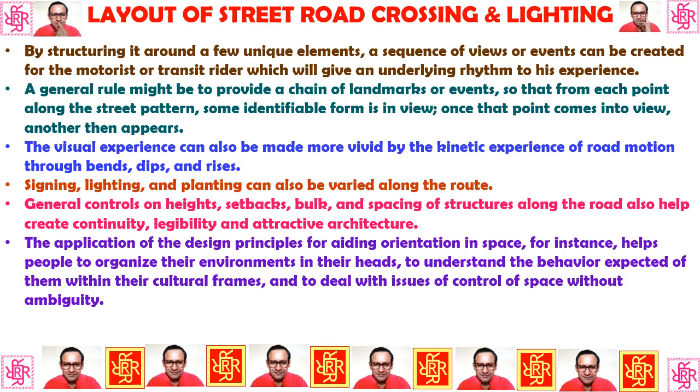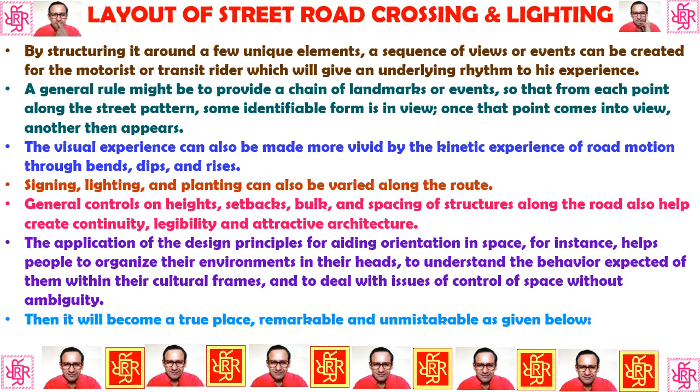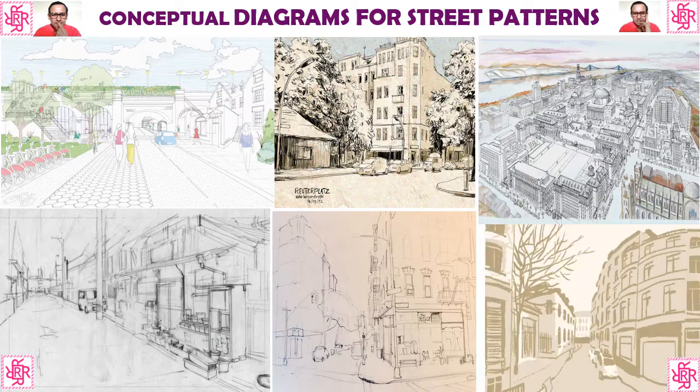The application of the design principles for aiding orientation and shape, for instance, helps people to organize their environments in their heads, to understand the behavior expected of them within their cultural frames, and to deal with the issues of control of space without ambiguity. Then it will become a true place. So mainly the layout of the street should be designed to create a true place for people, remarkable and unmistakable. I'll just give you some examples, as given below.